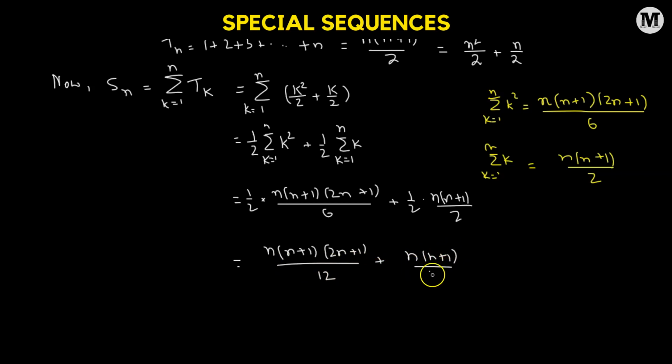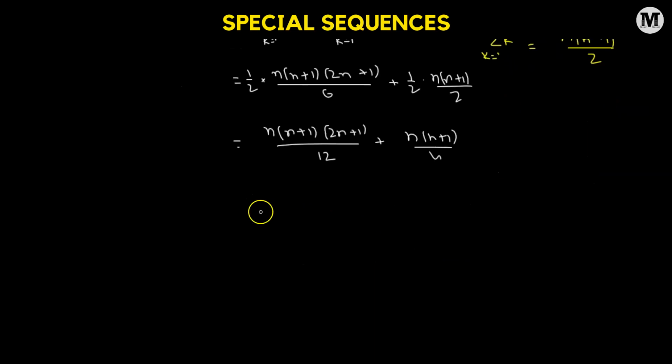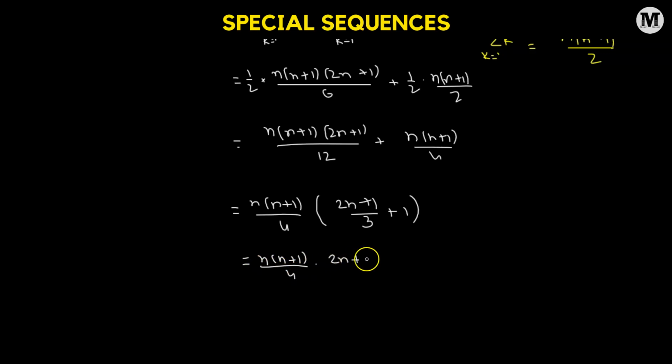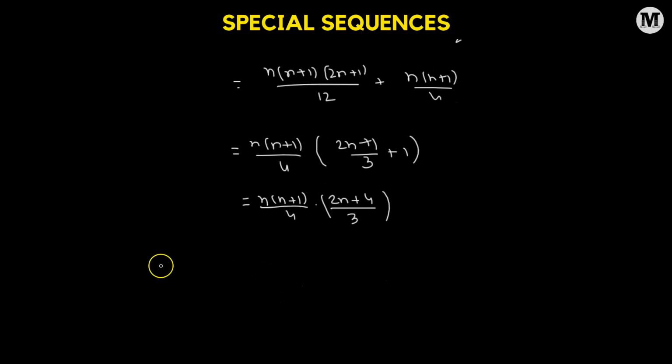Now let's do one thing. We're going to take from the two terms n times n plus 1 divided by 4 as the common factor. So that leaves us with 2n plus 1 over 3 added to 1, which gives us n times n plus 1 over 4 multiplied to 2n plus 4 divided by 3. So from 2n plus 4, we can factor out 2, and we can factor out the 2 from the denominator portion as well. The Sn is going to become equal to n times n plus 1 multiplied to n plus 2 whole divided by 6. So this is going to be the sum to n terms.